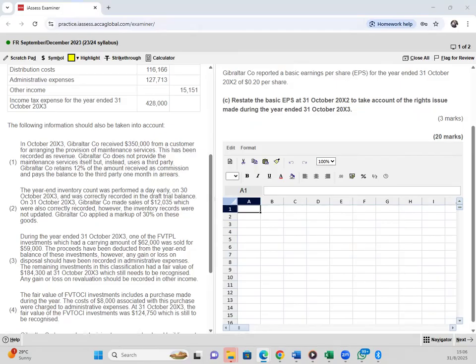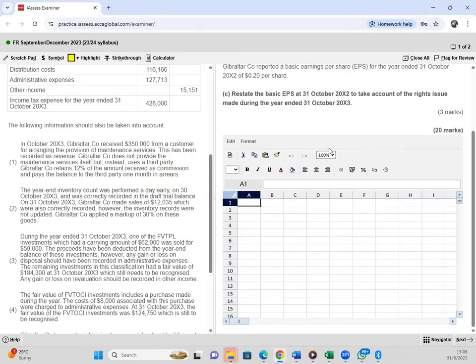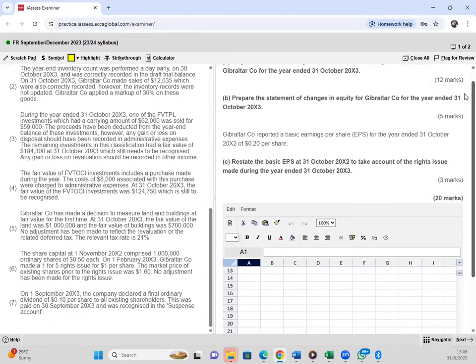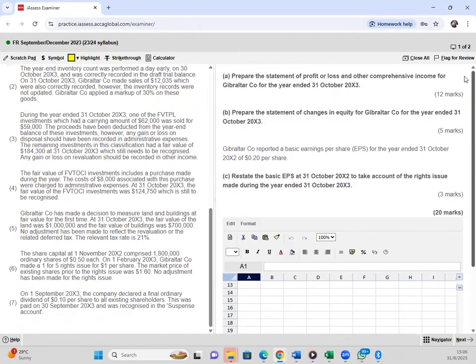Okay, so the question is saying, this is now part C of the question. Prepare the statement of profit or loss and other comprehensive income for Gibraltar Company for the year ended 31 October 20x3. So always take note, our year is ending when.